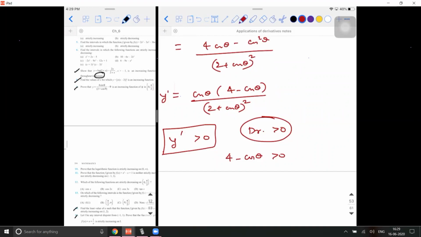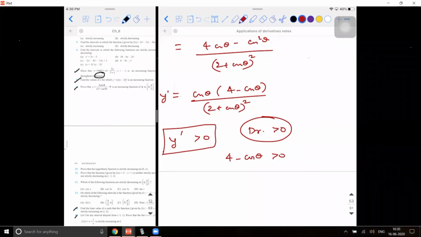Yes, sir. Why? How can I say 4 minus cos theta is always positive? How do I know? Sir, not necessarily. 4 minus cos theta can be negative and cos theta can also be negative. That's not right. 4 minus cos theta is always positive because what is the least value of cos theta that is possible from the trigonometric table? Minus 1. So when you substitute minus 1 there, what are you going to get? That's 5. You get 5.